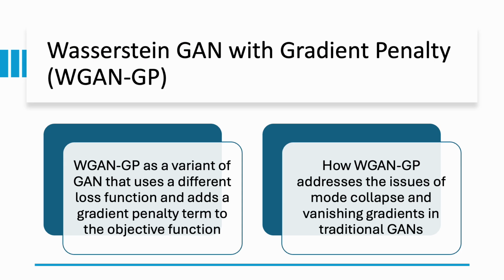So let's look into WGAN-GP, or gradient penalty, Wasserstein GAN with gradient penalty. WGAN-GP is a variant of GAN that uses a different loss function and adds a gradient penalty term to the objective function. So let's look into how WGAN-GP addresses the issues of mode collapse and vanishing gradients in traditional GANs.